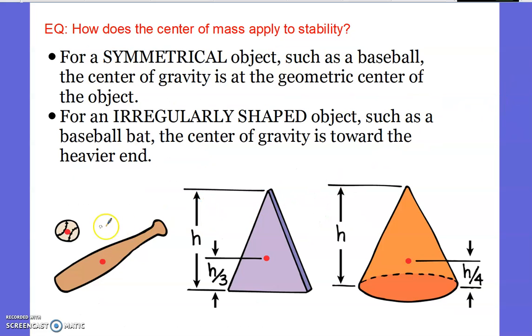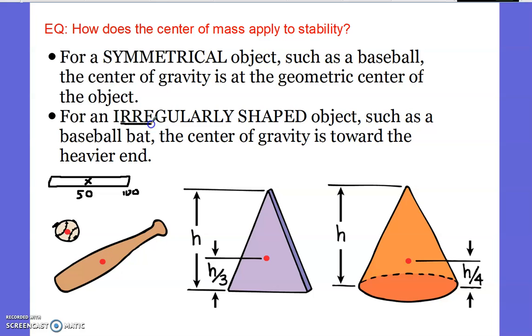For a symmetrical object, such as the baseball, the center of gravity is at the geometric center of the object. You can measure its length or width and simply divide by 2, and therefore locate the center of gravity. For example, if we take a meter stick, and a meter stick is 100 centimeters long, if we divide that by 2, we find that the center of gravity is located at the 50. That is for a symmetrical object, an object that looks the same on both sides of the center.